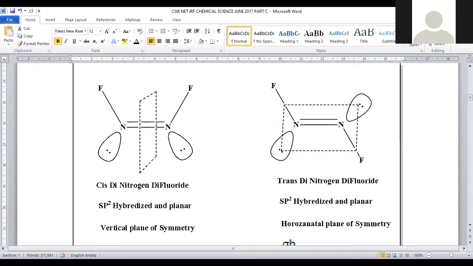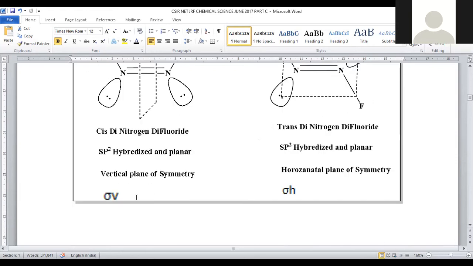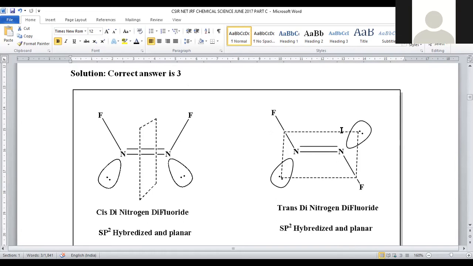Hence, we can assign this as a vertical plane. So a sigma vertical plane will be there in this molecule. And in the second molecule, in the trans conformation, it will be inserted as a horizontal plane. This horizontal plane will give 2 identical halves. If we cut the molecule in this horizontal manner, 2 identical halves will be obtained.